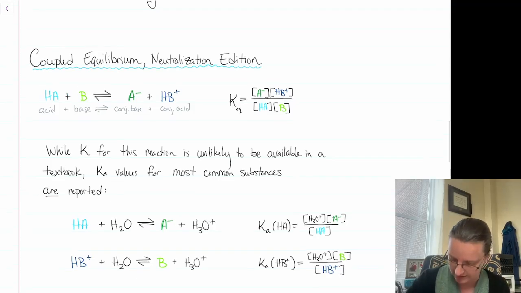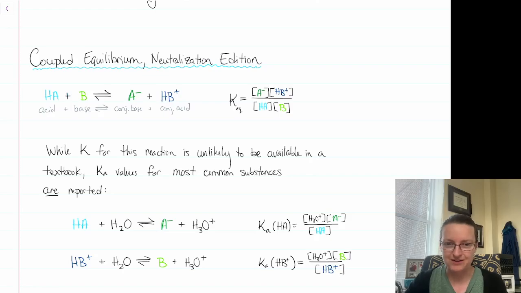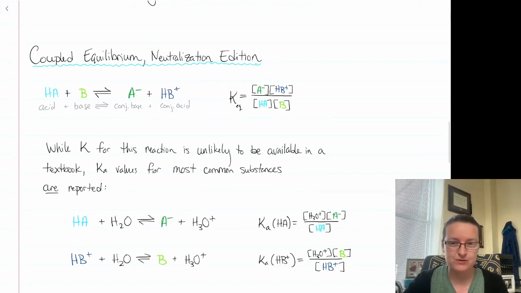And the reason we're going to do this is because if you look in your textbook or common internet sources, K values for neutralization reactions are almost never reported. But on the other hand, Ka values and Kb values for various compounds are very commonly reported. And so to remind us, whenever we're talking about Ka, it's always the reaction of an acid plus water gives rise to a conjugate base and hydronium, H3O+. And so in terms of our reaction, the two acids we've got in our generic form of the expression are HA and HB+.